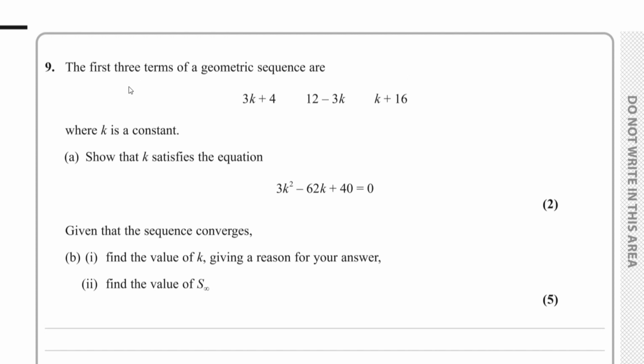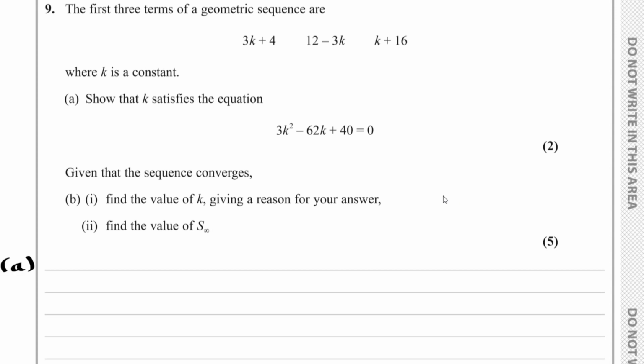Question number 9. The first 3 terms of a geometric sequence are 3k plus 4, 12 subtract 3k, k plus 16, where k is a constant. For part A, we have to show that k satisfies the equation 3k squared subtract 62k plus 40 equals 0.